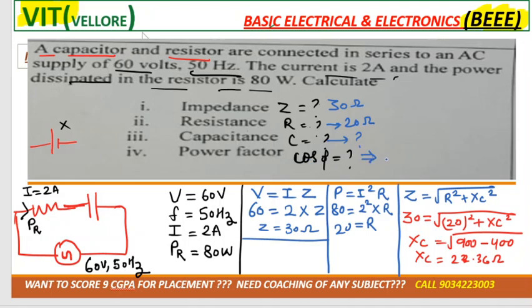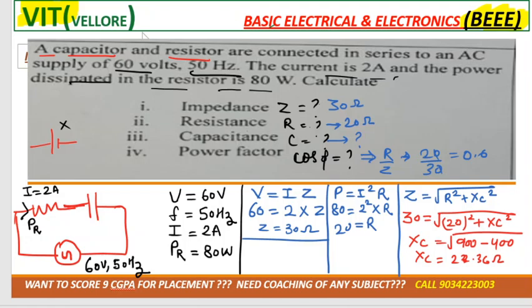The cos phi formula, according to the impedance triangle, is R by Z. Do you know R? Do you know Z? 20 over 30. So how much is it?